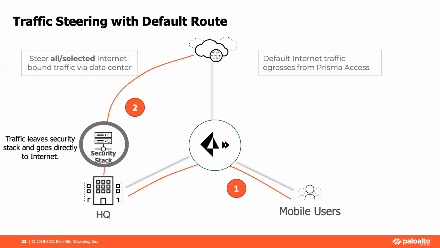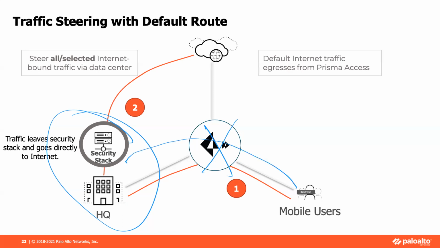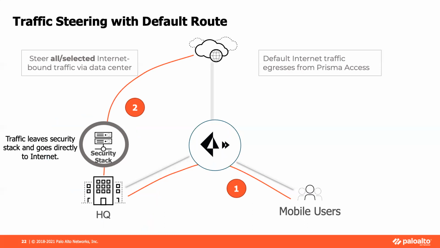Either all of the traffic, and perhaps the use case here might be a customer that is currently deploying Prisma Access, has not set up any sort of security policy rules or anything like that within Prisma Access yet. So in order to get their traffic inspection, they have to go back. That could be a use case.